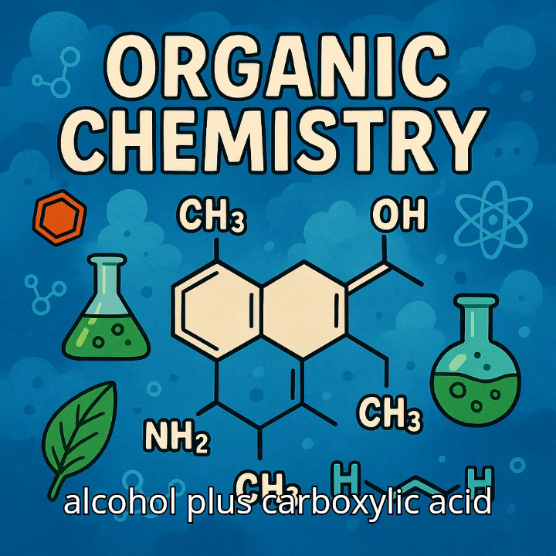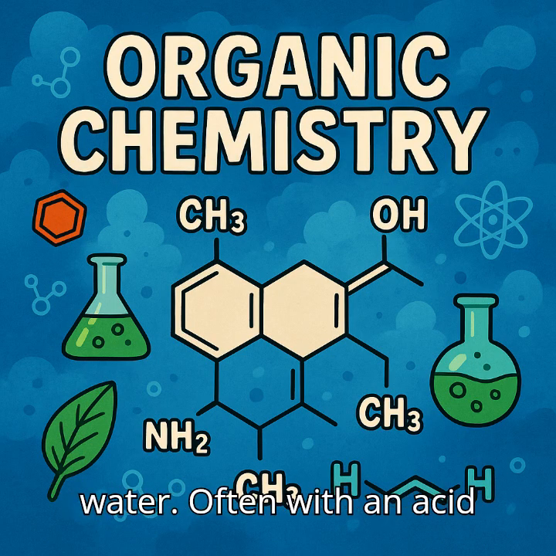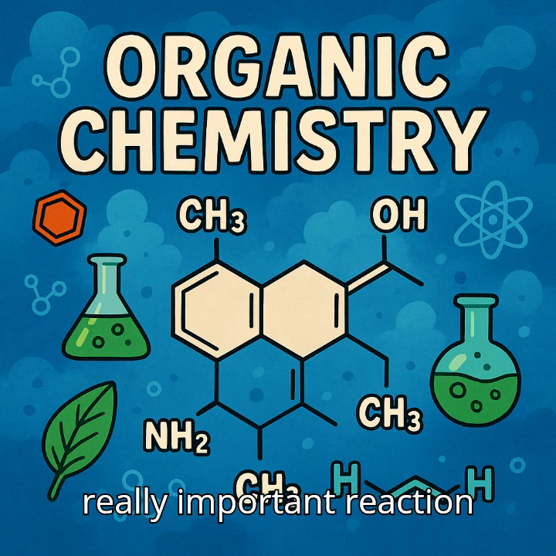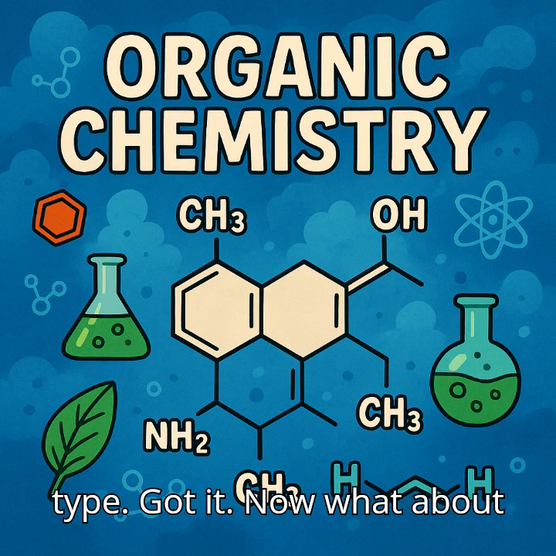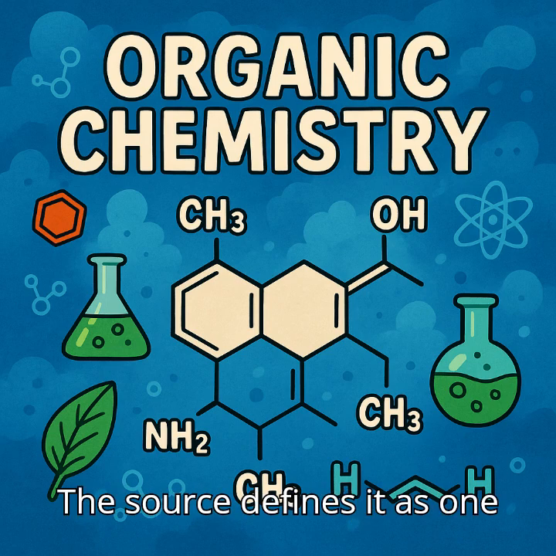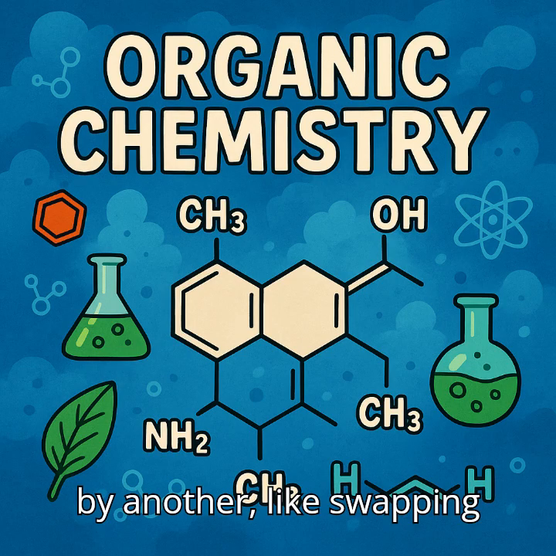So alcohol plus carboxylic acid gives you an ester plus water, often with an acid catalyst. That's the general pattern for esterification, a really important reaction type. Got it. Now, what about those general types? Substitution. The source defines it as one atom or group being replaced by another, like swapping partners.